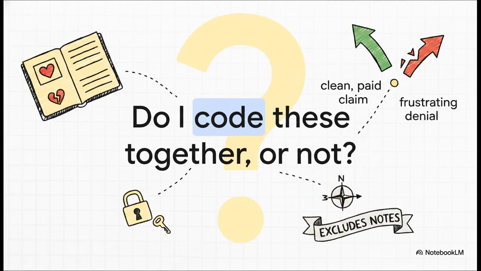Okay, let's dive into this. Have you ever been deep in a medical chart staring at two different conditions and asked yourself this exact question? Do I actually code these together or not? It's a situation literally every medical coder faces every single day, usually while staring at a screen, pulling their hair out, or flipping through a coding manual the size of a phone book. Well, the answer to that question can be the difference between a clean, paid claim and a totally frustrating denial. And the key to unlocking that answer? It's all in the excludes notes. This is your ultimate navigational tool in the coding universe.